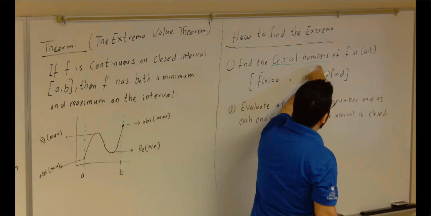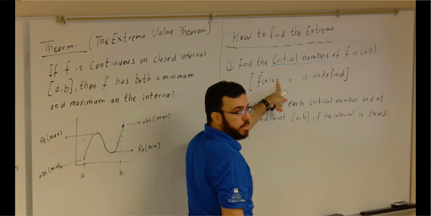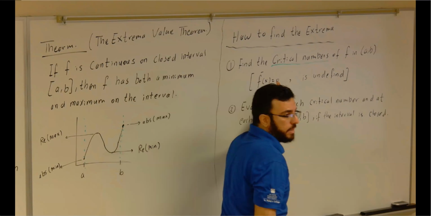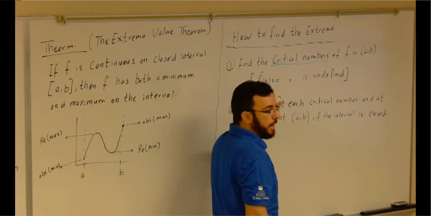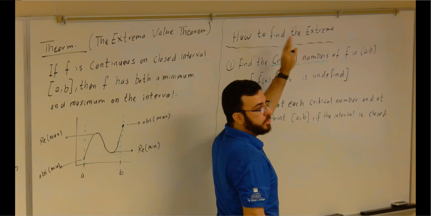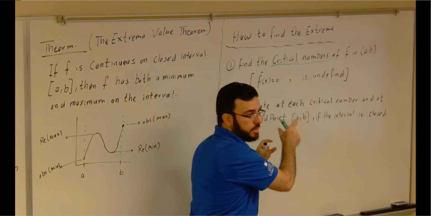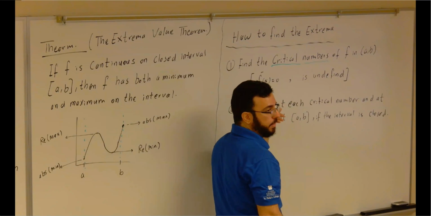How are you going to find the critical numbers? Set the derivative equal to zero. You're just going to find the derivative, set it equal to zero, and solve it to find the value of x. You're going to plug it into the function to find the y, and you're going to get the point, which is the absolute extrema or relative extrema, okay?